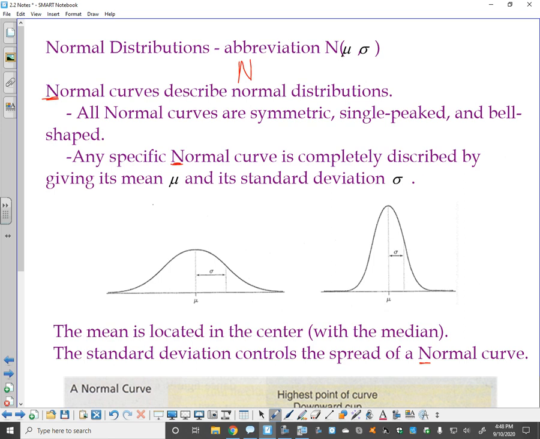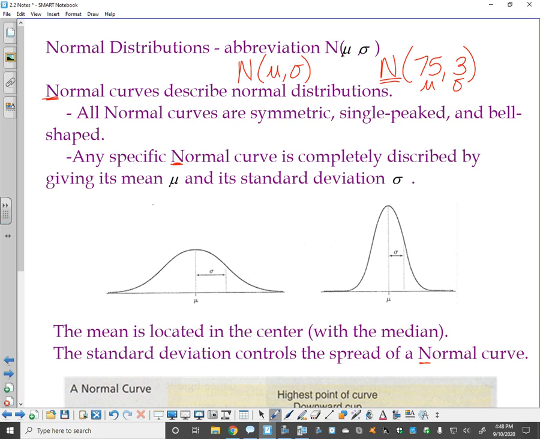So abbreviated N, in parentheses, mu comma sigma. So if I gave you this, this is a normal distribution with a mean of 75 and a standard deviation of 3. This is the mean and this is the standard deviation. And I know it's a normal curve.